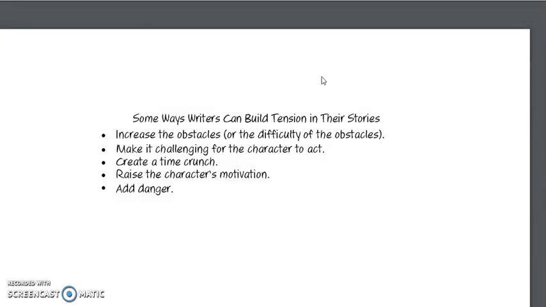And just to give you some tips on how to add to that rising action section of your short story, that's what we also call the tension part, the building of tension in a piece of fiction. That's what makes the reader want to keep reading, because they want to know what comes next. So some ways to do that is to increase the obstacles or problems that your character is facing, or maybe the difficulty of those obstacles.